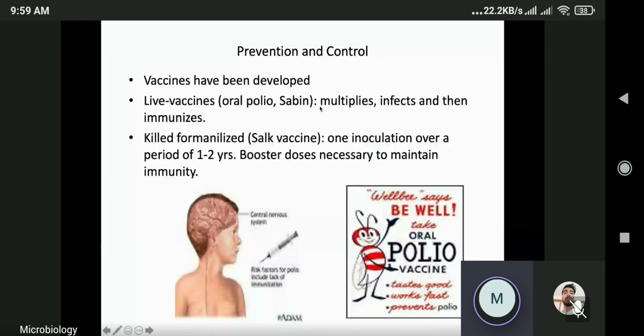Mass oral polio vaccination also helps in the development of herd immunity. Since these are live vaccines, they might have certain complications in immunosuppressed individuals. In those conditions, the killed vaccines are used, which are the injectable vaccines. These injectable vaccines are relatively safer, but they require continuous booster doses to maintain the immunity. So these are the preventive measures.